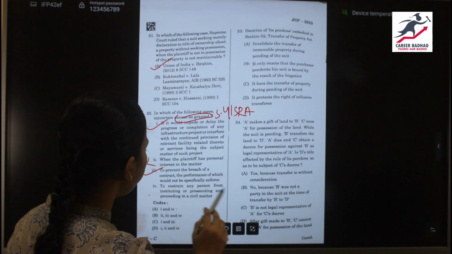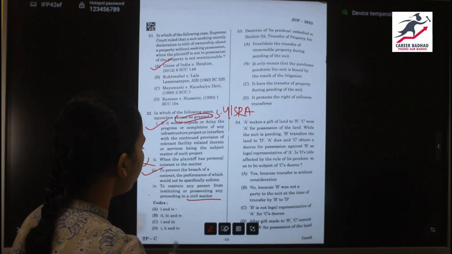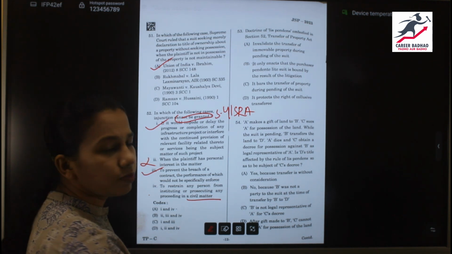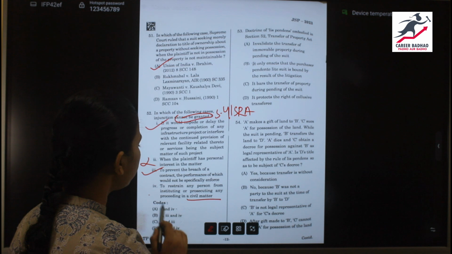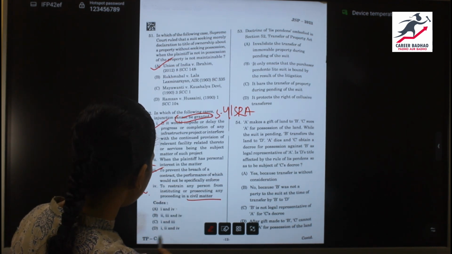To restrain any person from instituting or prosecuting any proceeding in a civil matter, no. Injunction cannot be granted in case of preventing him to institute a criminal matter but not in a civil matter. So the correct answer would be second and fourth.